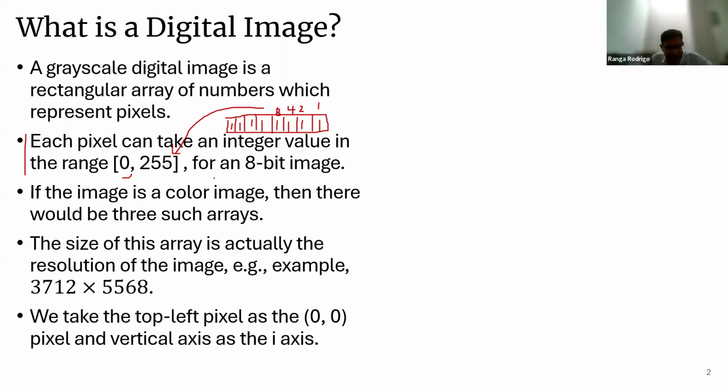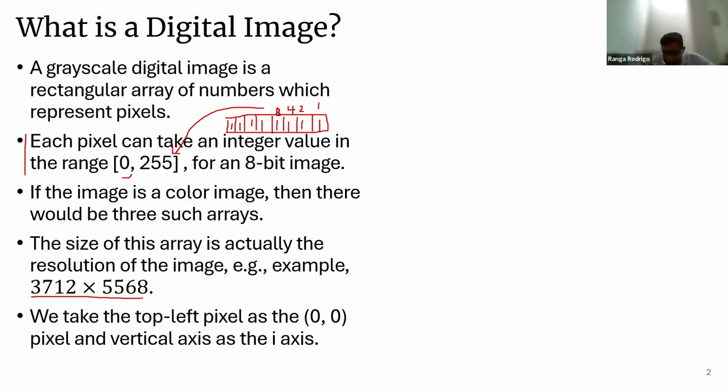If the image is a color image, then there would be 3 such color arrays. I will show a picture later. The size of this array is actually the resolution of the image. For example, a recent good camera gives 3712 times 5568. That means vertically there are 3712 rows, and horizontally there are 5568 columns, giving rise to that many pixels, and we call this the resolution.